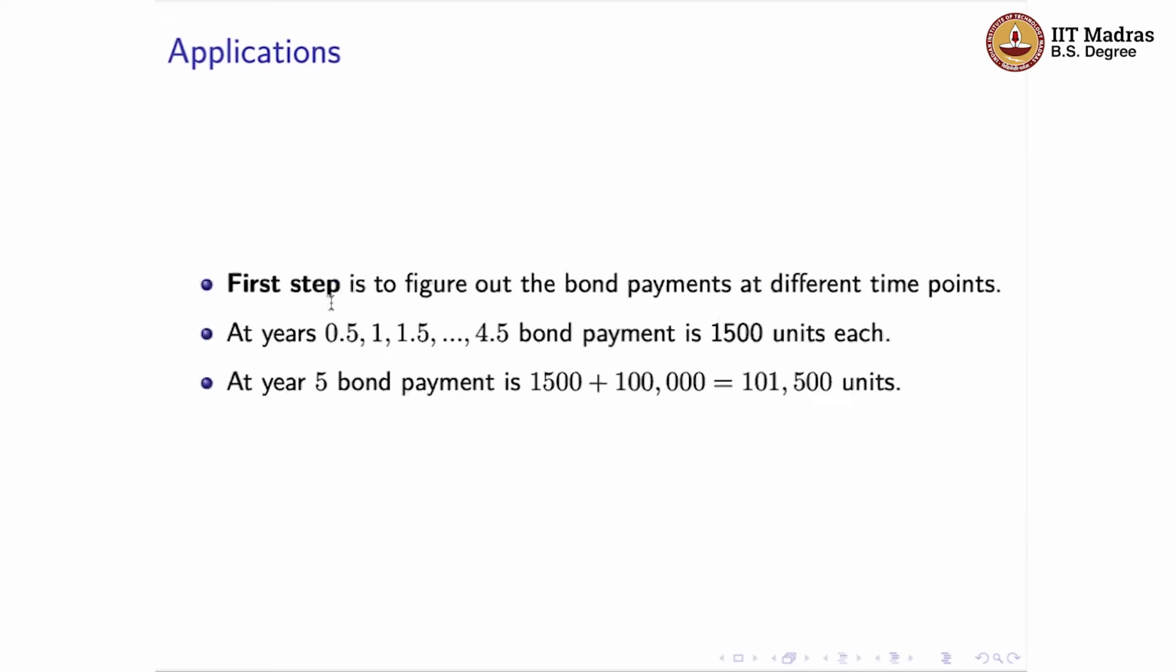In that case, the first step is to figure out the bond payments at different time points. At years 0.5, 1, 1.5 till 4.5, each period, the bond payment is 1500 units. This is the coupon payment. The final period, which is going to happen at year 5, the bond payment is that coupon amount, 1500, plus the principal amount, 1 lakh, so the total payment at year 5 is going to be 101,500. These are the bond payments coming at different time periods.